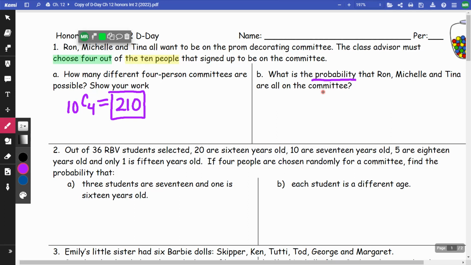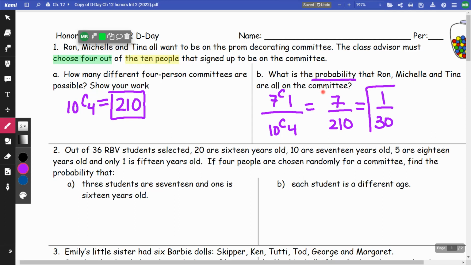So really that's going to leave us with 7 people to pick from. So that's going to be 7 choose 1 over 10 choose 4. This is going to be 7 over 210, which is going to be 1 over 30, if you want to keep it as a fraction.